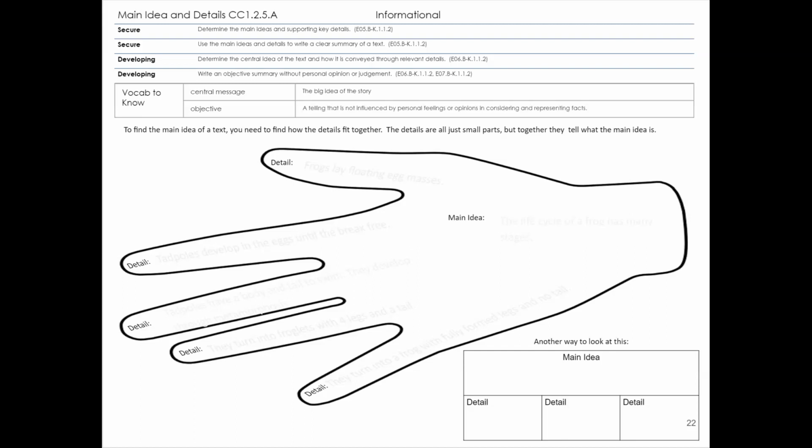Once you determine the main idea and the details, you can use those to then write a clear summary of the text. So I have two graphic organizers here that have the details of the text with the main idea, or you could have an overarching main idea with the details that go with it. Overall, you need to find the details first so that it leads you to the main idea of what the entire text is.